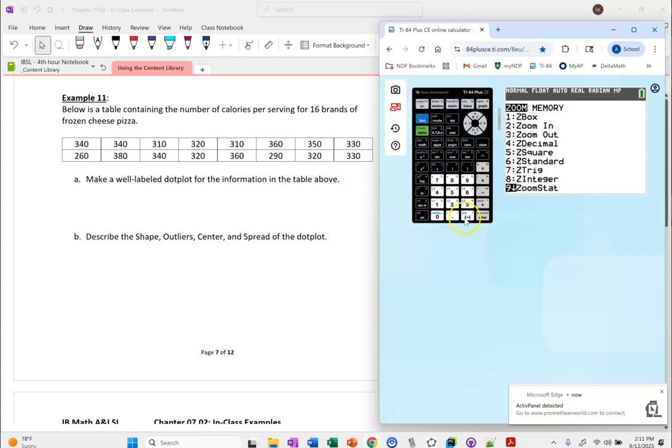Wait, don't you have to make the list to L4? Oh, did I not do that? Ooh, thank you, Colby. Yeah. Nice. Good job, folks. All right. So I changed my list to L4 for sure, and then we'll do zoom stat.